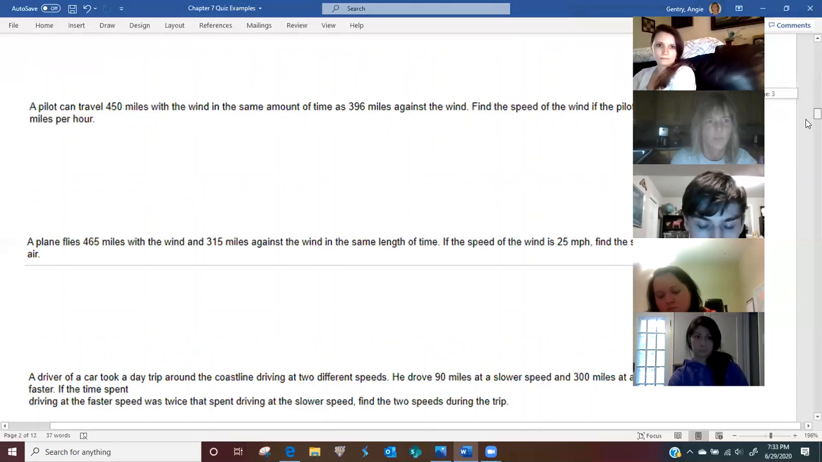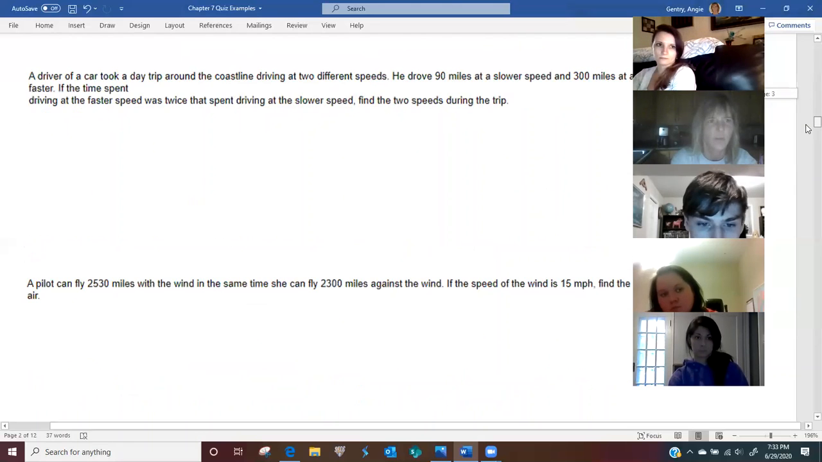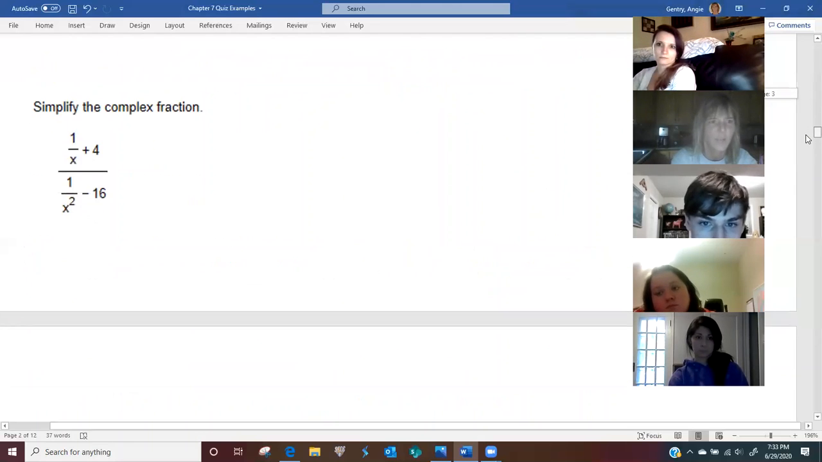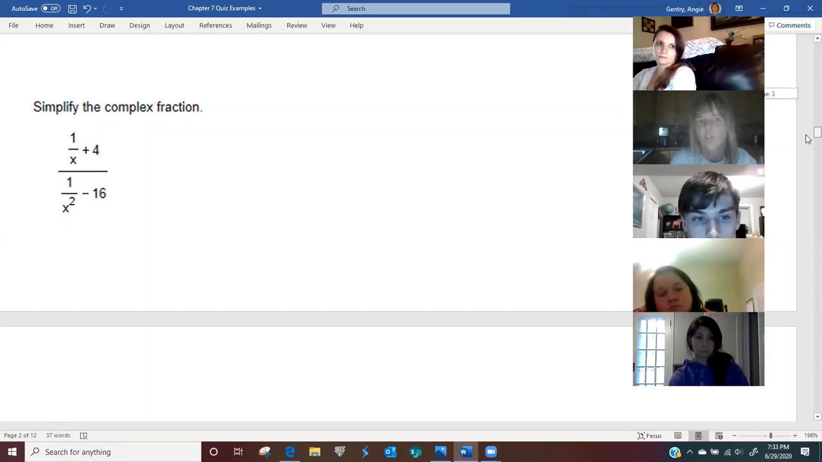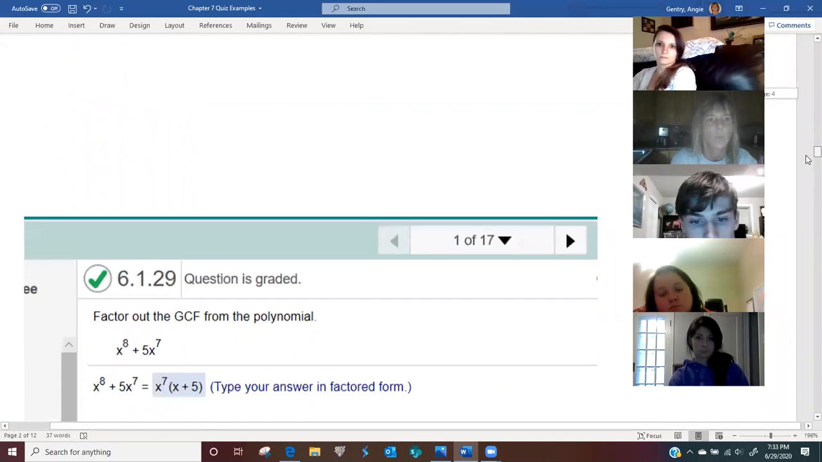So two trains leave a station, makes me run away, right? Driver a car, pilot can fly. And then we have complex fractions. Those are 7, 7. They're not bad. Please don't get scared of these. If you can do the magic trick, these are cake. So I'm happy to work them too.